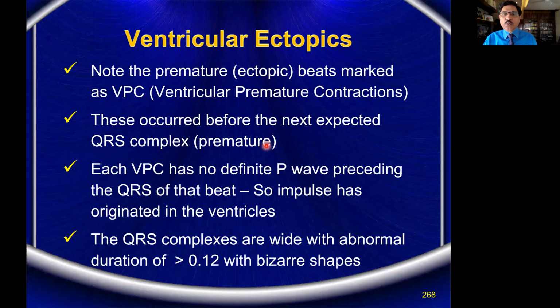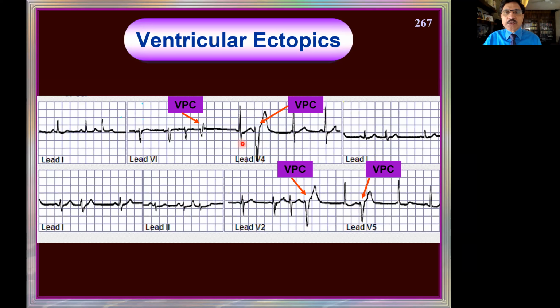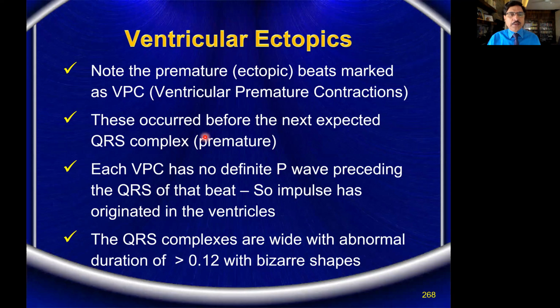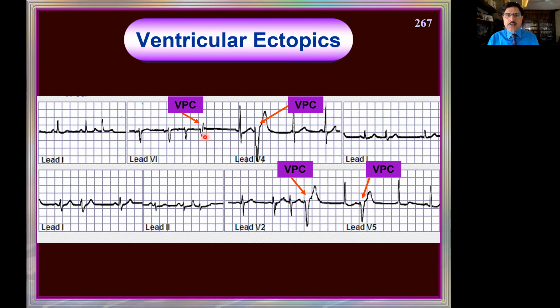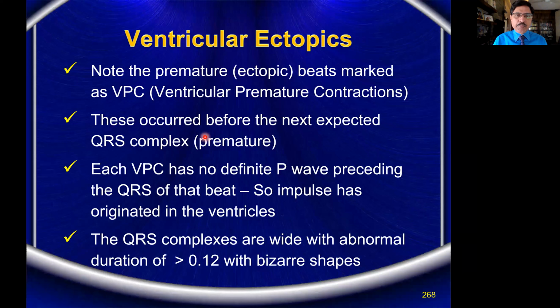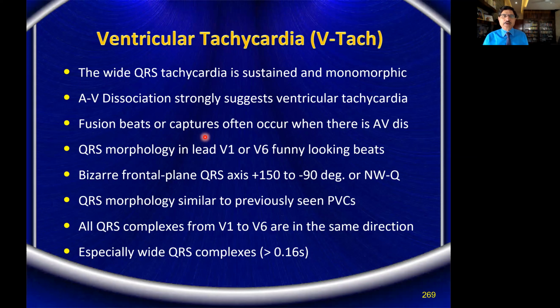Each PVC has no definite P wave preceding. That also we see here. This PVC, for example, you see a PVC, there is no P wave there. Here, of course, it's merging with the T. We can't say here there is no P there, because these are originating in the ventricle and then not conducted above. And the QRS complexes are wide, of course more than 0.12 seconds. These are funny looking beats. It's also called FLB or bizarre shapes, which you can see there. These are VPCs.